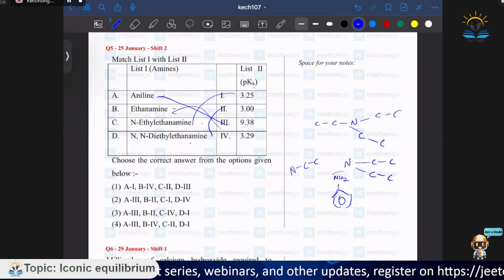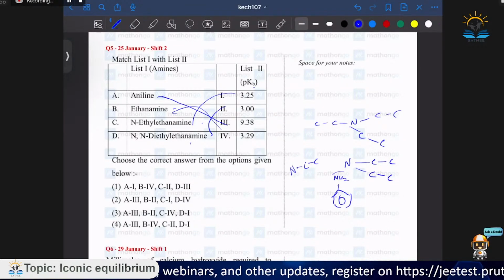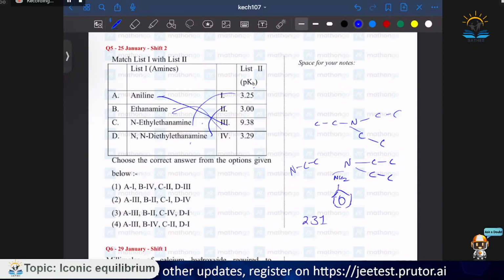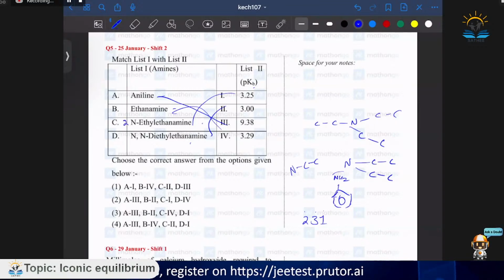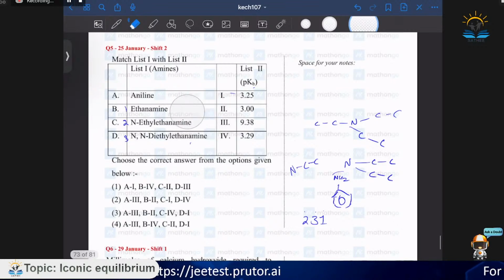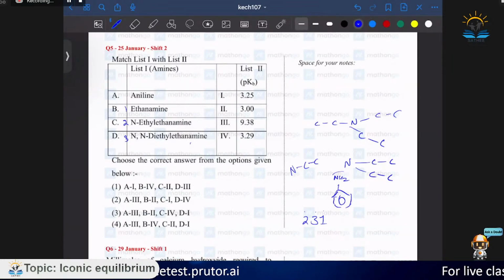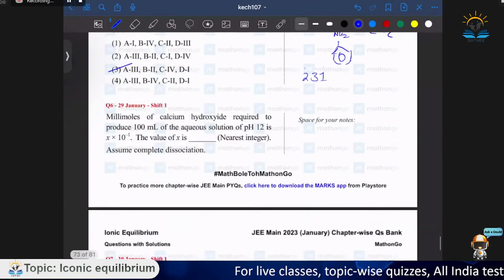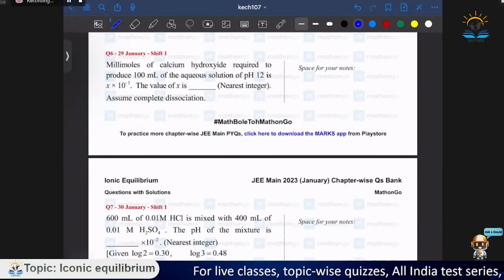This is basically like an exception in your organic, so it comes as 2 3 1. So secondary, tertiary, then primary. Which one is secondary? This is secondary, this is primary, this is tertiary. So this will be given second. 2 3 1. I think this is the correct answer. You'll study this in organic.